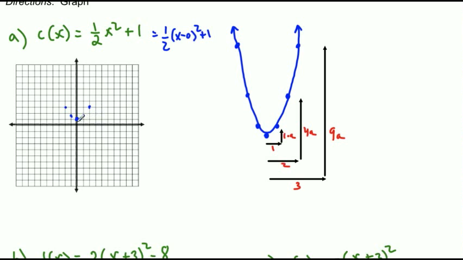1, 2, over 3 up 1, 2, 3, 4, and then 0.5. So 1, 2, 3, 1, 2, 3. All right, so go ahead and connect all of those guys. And as you can see here, the parabola got slightly wider than the original one right here. So that's how we graph a half x squared plus 1.